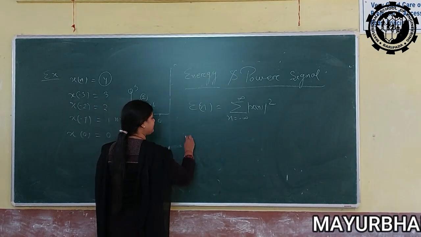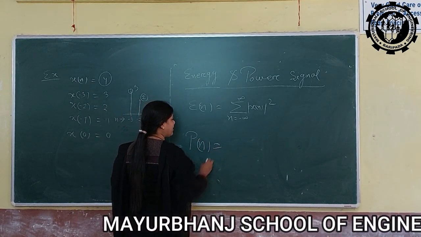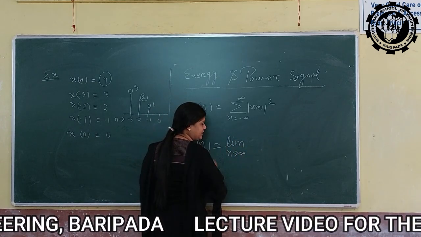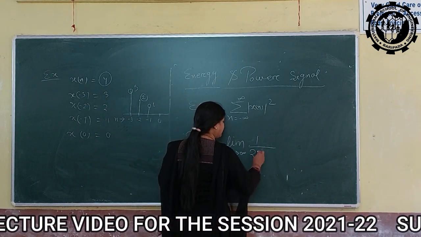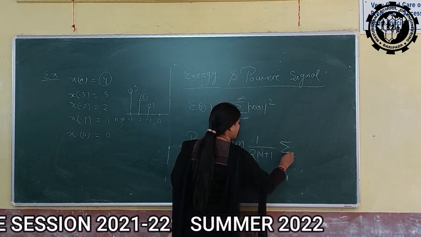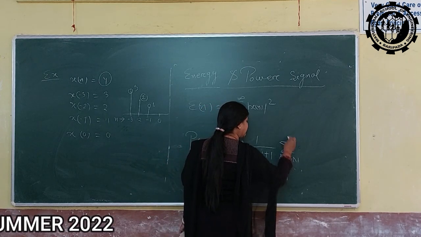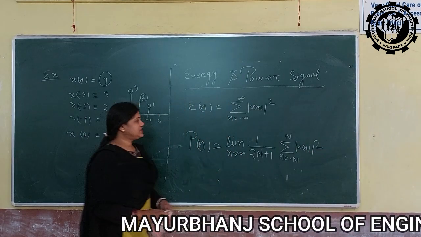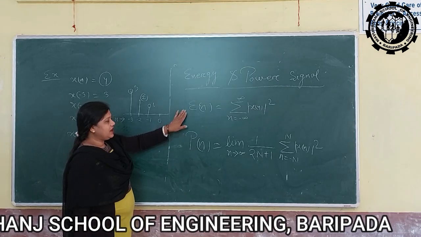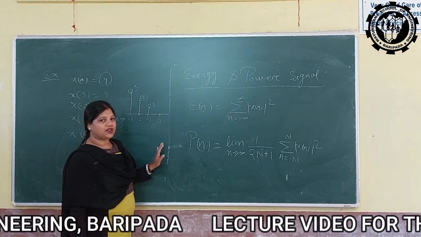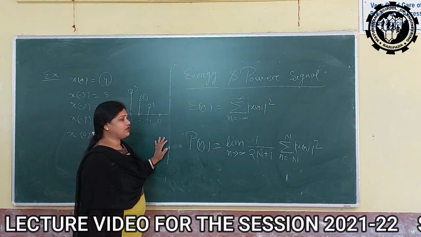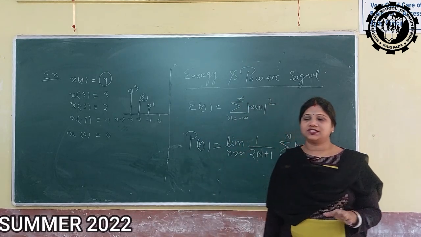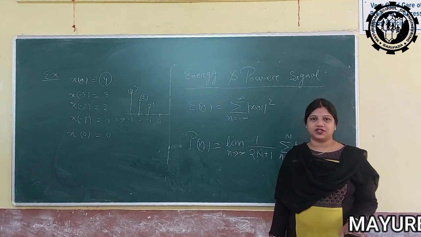And the power signal is defined as P of n. Then the power signal formula is the limit as n tends to infinity of 1 by 2n plus 1, summation of n equals minus n to plus n of |x of n| squared. So that is the formula to find the energy of the signal, and that is the formula to find the power signal. By using these formulas, we can find the energy and the power of the signal. So that is the classification of discrete type signal.